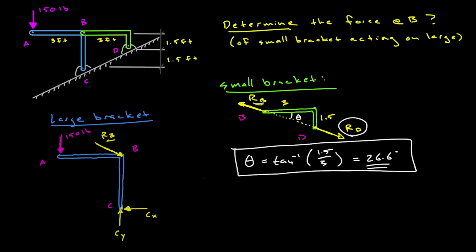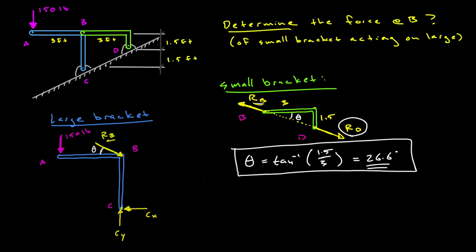And the thing that we just solved, which is going to make this problem solvable for us, is the fact that we just figured out that angle theta. Now why that's important is because that's going to give us the direction of this force RB, which will allow us to break it down into its vector components and do our equations of equilibrium.